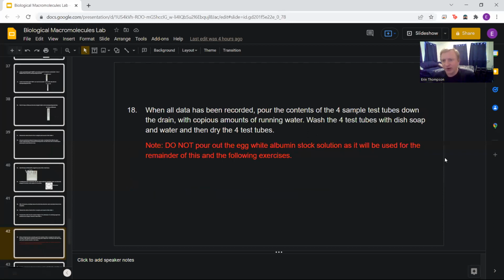When all the data has been recorded, you can go ahead and pour those things down the sink. That biuret is pretty nasty, so just make sure that it gets flushed down with plenty of water, and then wash those 4 test tubes out, not the albumin stock one, because we are going to use that for the next part.